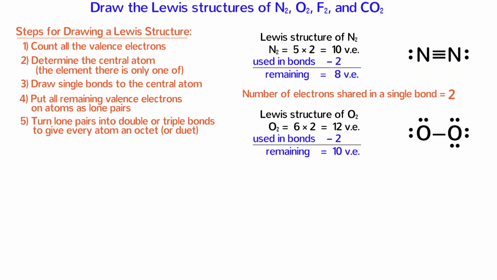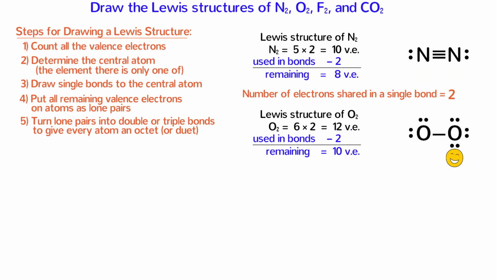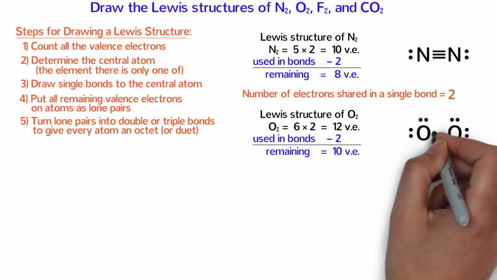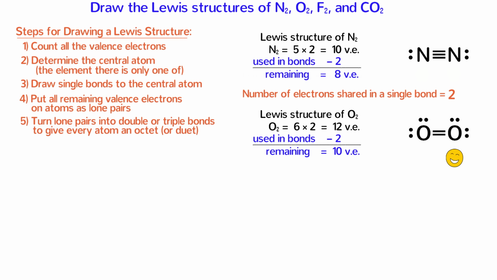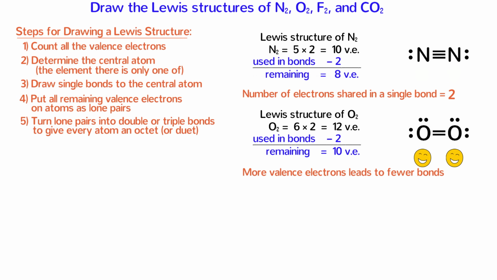Notice that the oxygen on the right is already happy with 8 valence electrons, but the oxygen on the left has only 6 valence electrons. Therefore, the oxygen on the right will take 2 electrons from a lone pair and share them to make a double bond. This leaves both atoms happy with 8 valence electrons. Notice that more valence electrons leads to fewer bonds. Let's see if this is true when we draw the Lewis structure of F2.